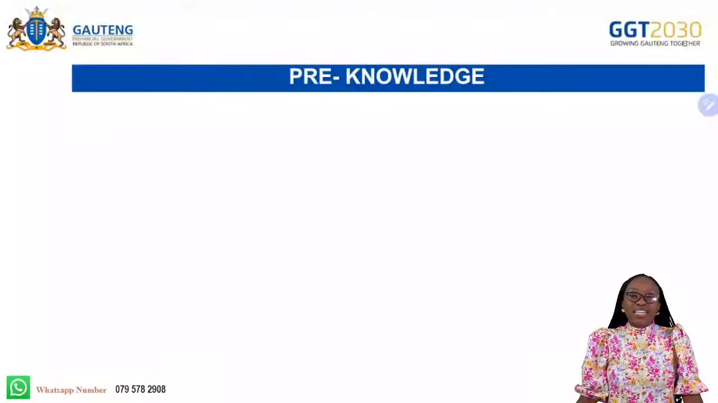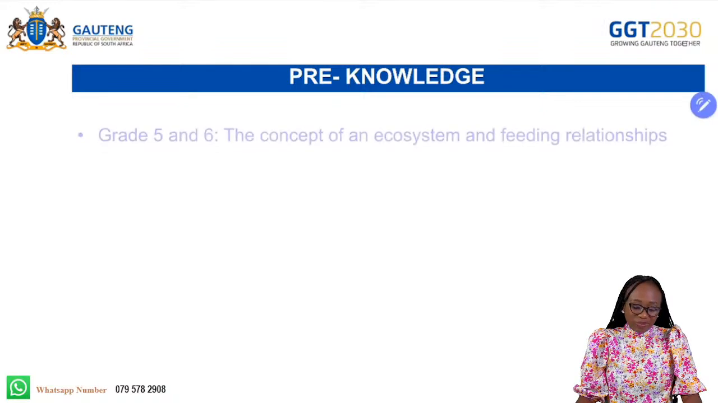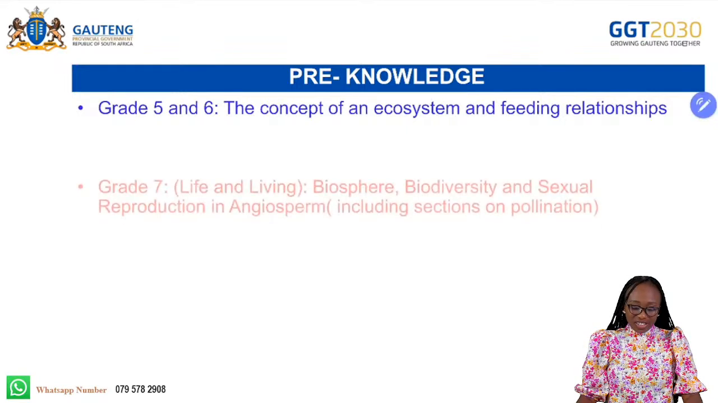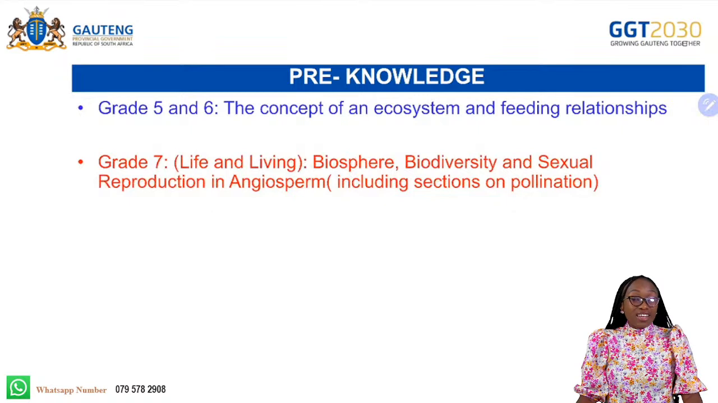All right, let's move on to pre-knowledge. So this is what you've learned before today's lesson. In grade 5 and in grade 6, you were introduced to the concept of an ecosystem and feeding relationships. And in grade 7, under life and living as well, we learned about the biosphere, biodiversity, sexual reproduction in angiosperms, and including sections on pollination. So that was the foundation of today's lesson.